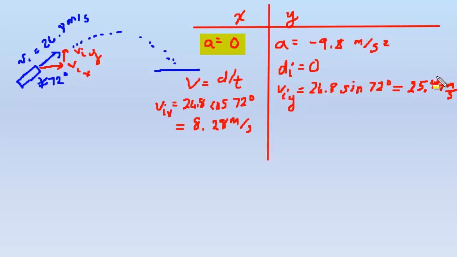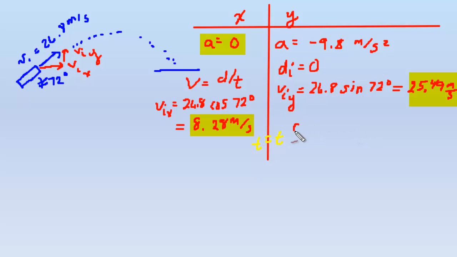So we know that Viy is equal to 25.49 meters per second, and Vix is equal to 8.28 meters per second. We can't confuse those. We have to keep the initial y velocity on the y side and the initial x velocity on the x side. The only thing that's common between the two sides is t equals t. And we're going to find something interesting about that.